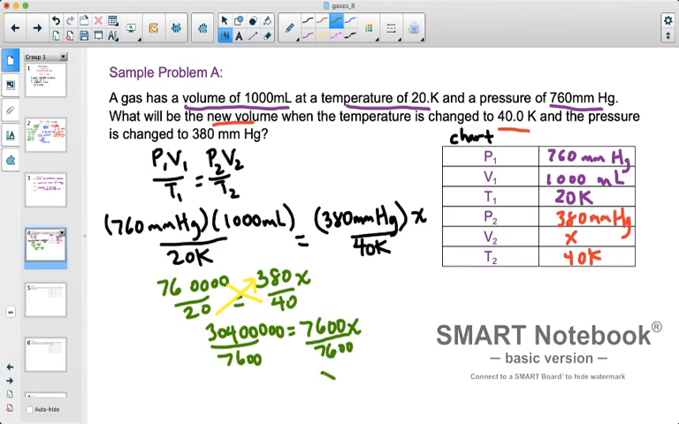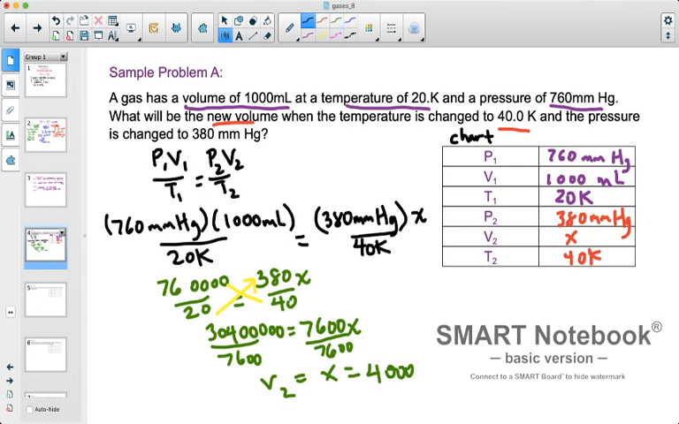And I end up getting my x, which is really volume 2, to be specifically 4,000. Now, once I get to this point, I need to get my answer in the right number of significant figures with the correct units. So I'm not done yet. Some of you like to think you're done, but that's not it. So my last two points are actually important.